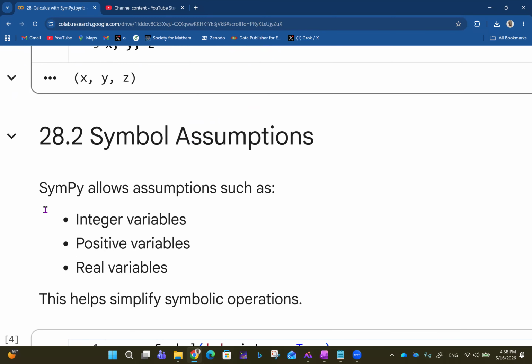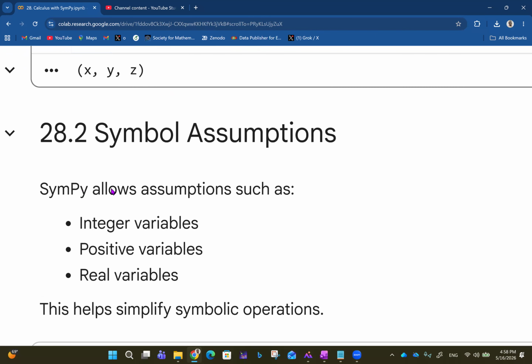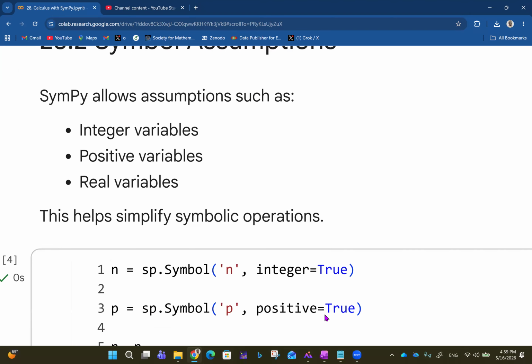Then we also have symbol assumptions. SymPy allows assumptions such as integer variables. If you are performing some kind of process and you need to specify that a particular variable is an integer, a particular variable is positive, or a particular variable is real, you can do that. SymPy allows assumptions such as integer variables, positive variables, and real variables. This helps simplify symbolic operations.